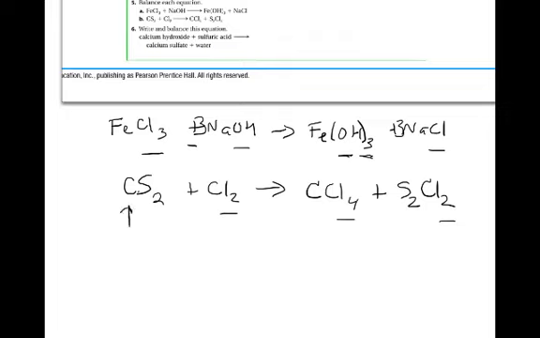And so if we look at this, carbon and carbon 1, so that's good. Sulfur 2, so that's good. So the only thing we do have to balance are the chlorines. And we've got 6 chlorines on the right. And we've got 2 on the left. And what times 2 gives me 6? Well, 3 does. So that's my answer there.